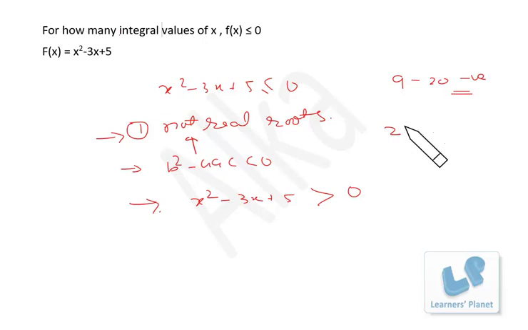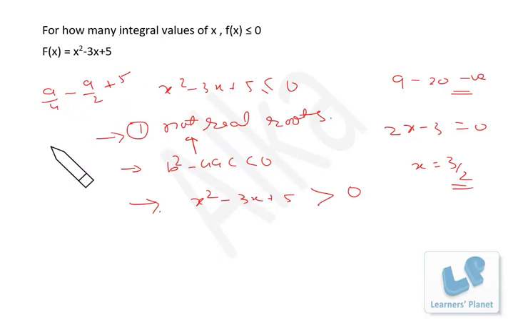So f dash x will be 2x minus 3. So that we have to make as 0. So x is equal to 3 by 2. We will get the minimum value of this expression. Here it is 9 by 4 minus 3 into 3 by 2, so that is 9 by 2, plus 5. Just solve it and you will get the minimum value of this expression. And that will be definitely positive, right? So I hope this is clear.